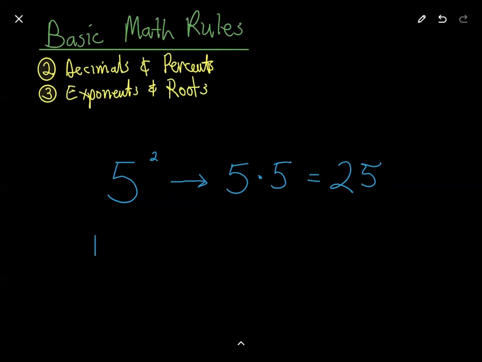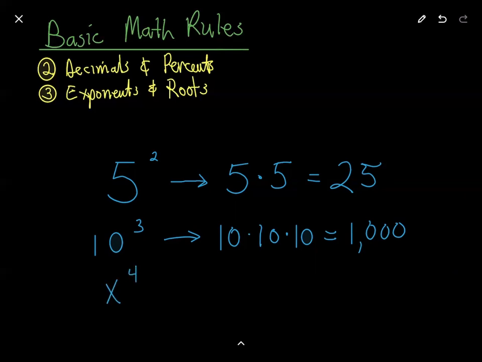Likewise, if you had, say, 10 to the third power, that's going to be the same thing as 10 times 10 times 10. And that is going to equal 1,000. 10 times 10 is 100, times 10 is 1,000. Okay, that's the same thing with variables as well. So if I had x to the fourth power, that's the same thing as x times x times x times x. Okay, so it's pretty basic in terms of what exponents do.